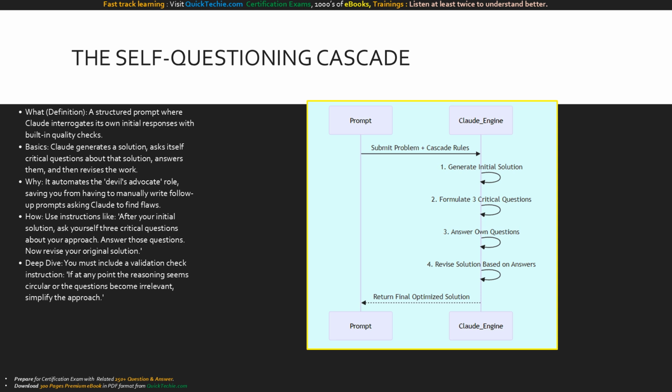It generates the initial solution, formulates 3 critical questions attacking that solution, answers those questions itself, and then revises the solution based on its own findings. Only after this entire 4-step internal recursive loop completes does it return the final, highly optimized output back to you.